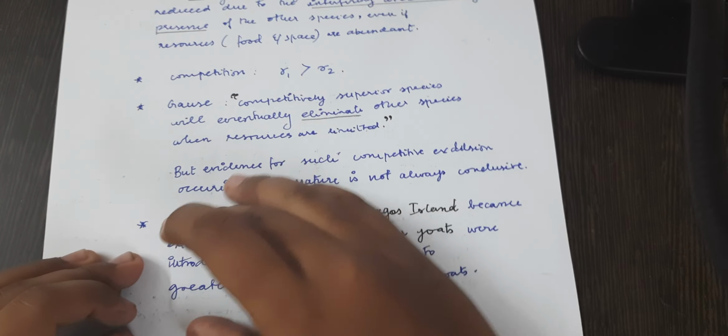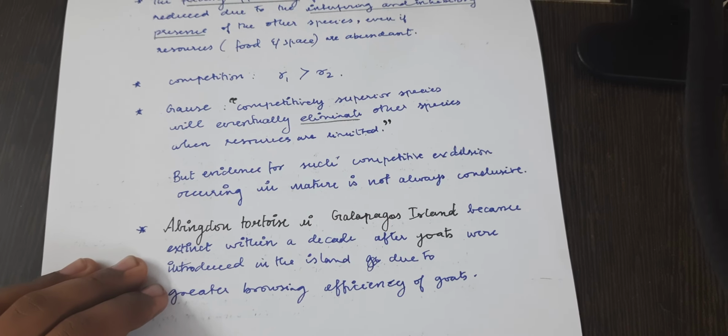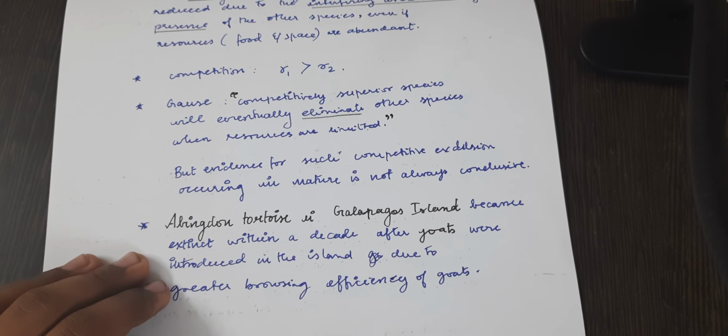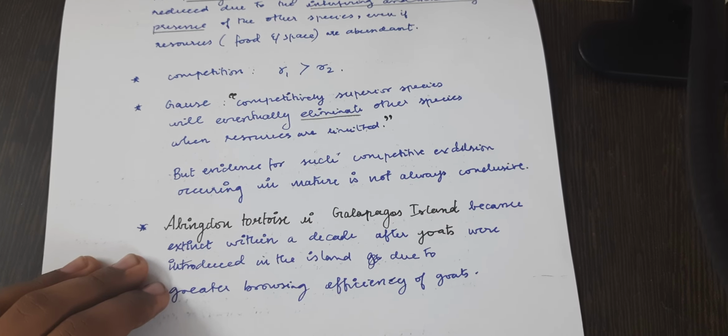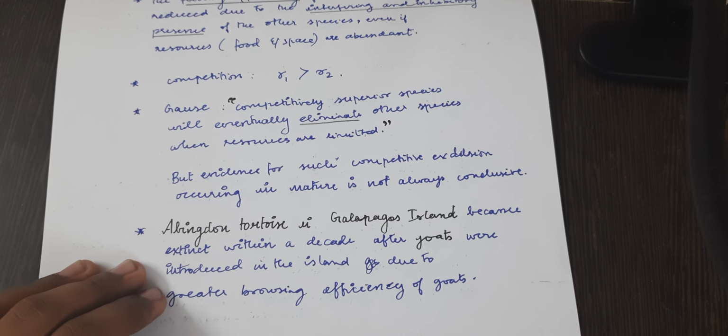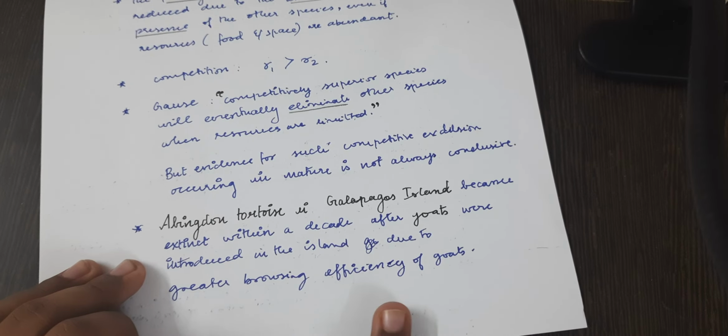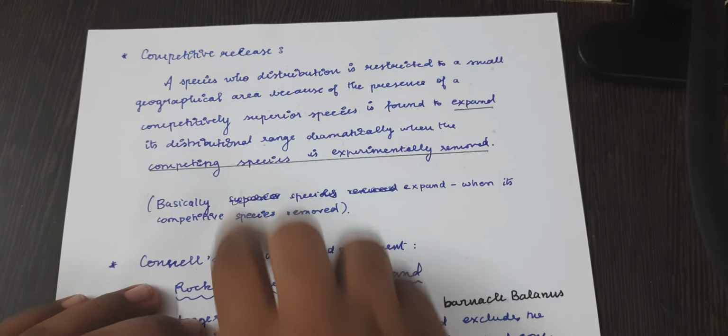And we have an example over here where there is an exclusion. The Abingdon tortoise in Galapagos Island became extinct within a decade after goats were introduced into the island, due to the greater browsing efficiency of goats.